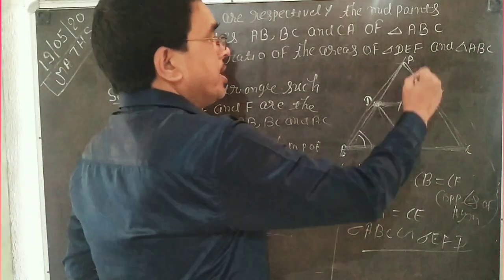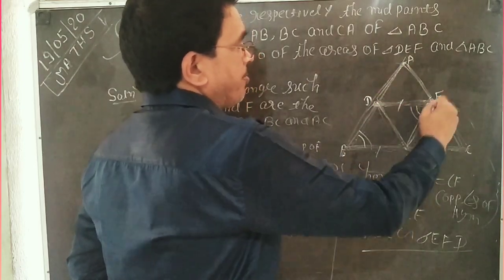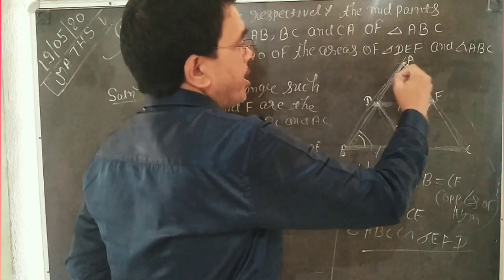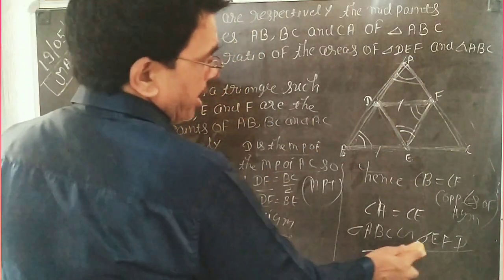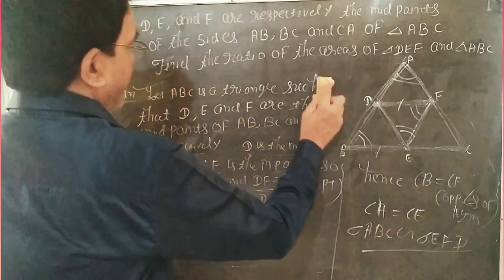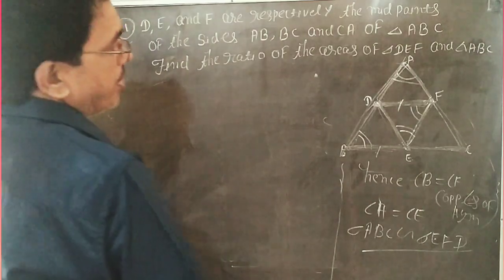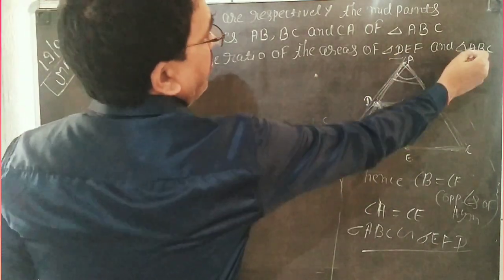Opposite angles of a parallelogram are equal, so angle B is equal to angle F. Similarly, ADEF is a parallelogram because these are parallel and equal, so this angle is also equal to angle A. So by AA similarity, triangle ABC is similar to triangle DEF. That means the small triangle is similar to the large triangle. So now the areas, DEF to ABC.